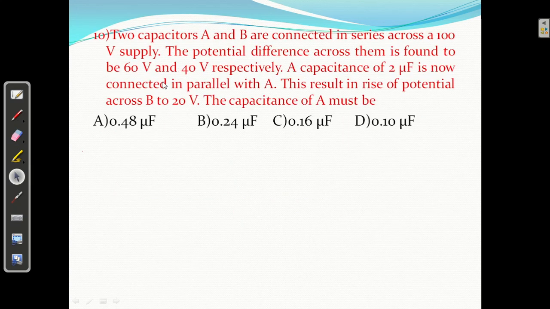Next, question 10. Two capacitors A and B are connected in series across a 100-volt supply. The potential difference across them is found to be 60 volt and 40 volt. So, these two capacitors are in series.